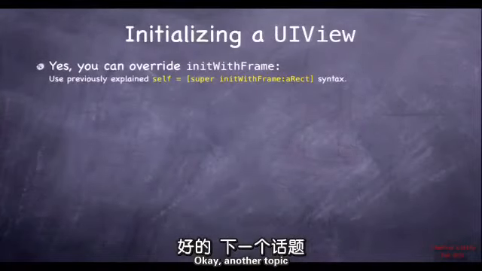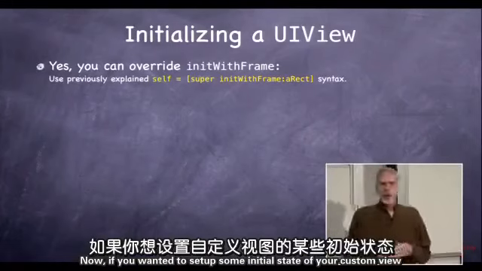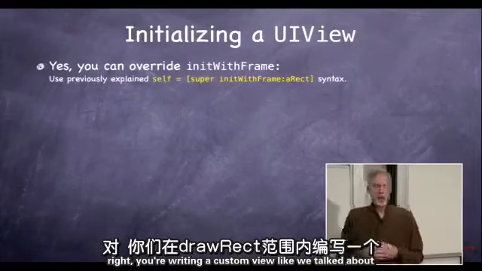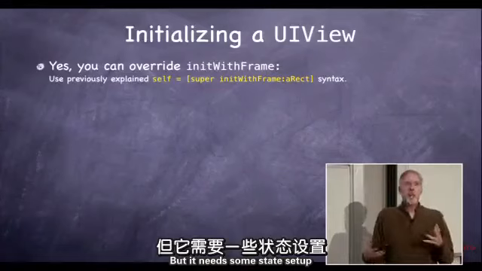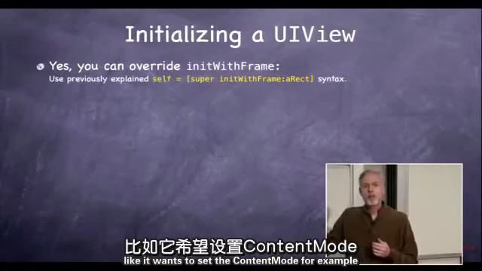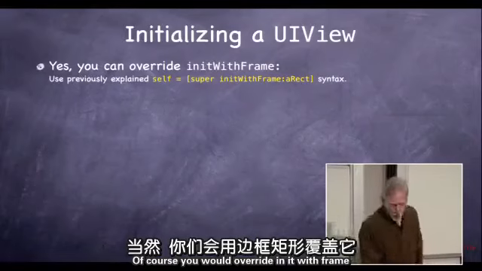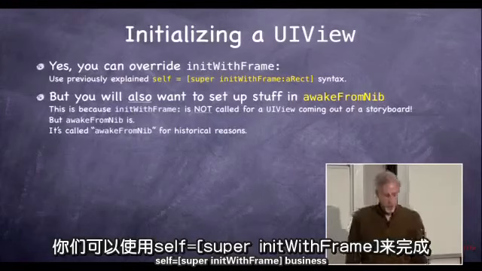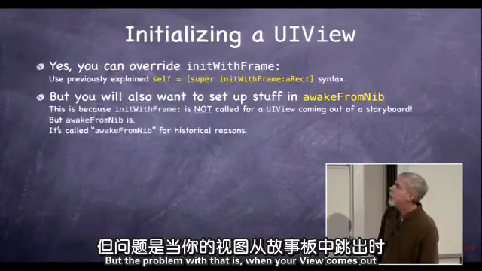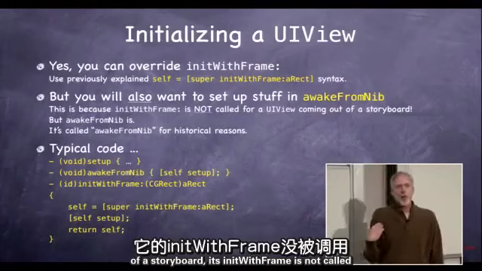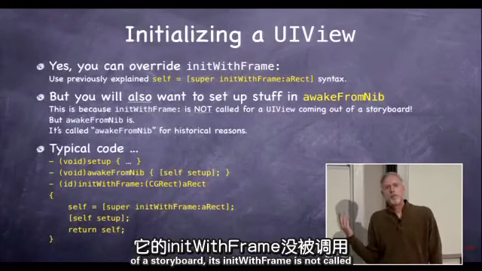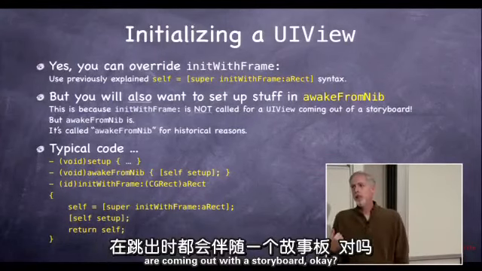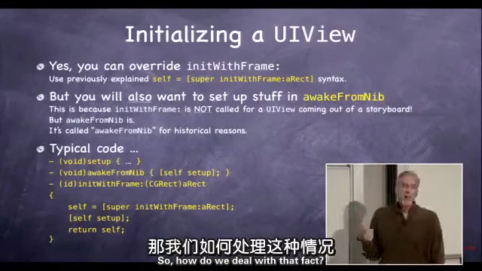Okay, another topic, initializing a UIView. Now, if you wanted to set up some initial state of your custom view, right, you're writing a custom view like we talked about on Thursday, and it's got its own draw rect, but it needs some state set up, like it wants to set the content mode, for example. Of course, you would override init with frame. That's the designated initializer, and you do that self equals super init with frame business. But the problem with that is when your view comes out of a storyboard, its init with frame is not called. Okay, and most of the UIViews you're going to build in this class are coming out of a storyboard. Okay, so how do we deal with that fact?